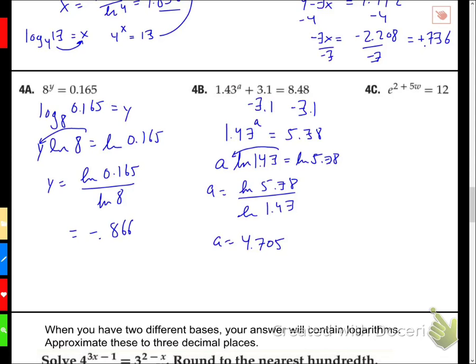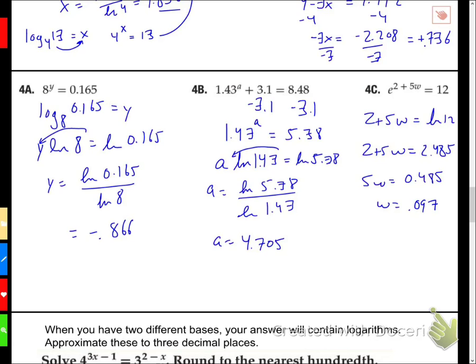Okay, next one here. This one's got an e, so let's ln both sides. I can skip the process of showing the ln over here because I know it's going to cancel. That gives me the ln of 12, and ln of 12 is just a number. It is 2.485. All right, so if I subtract 2, I get 0.485, and then I divide by 5. And I get 0.097.